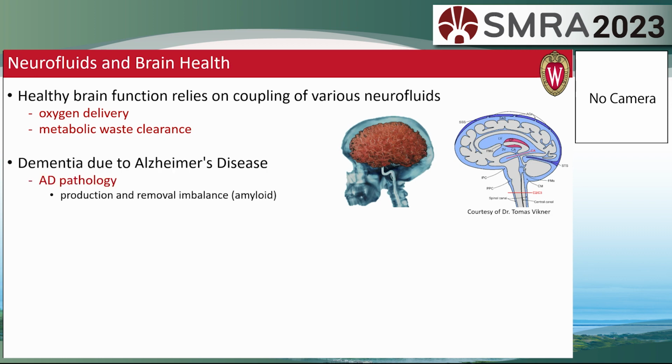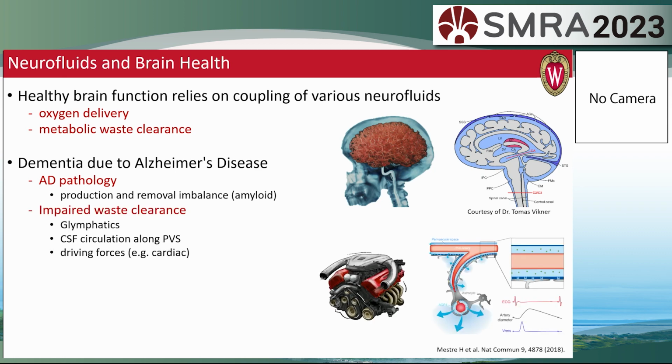The most common cause of dementia, as you know, is Alzheimer's disease, which is characterized by Alzheimer's pathology, which is a problem with production and removal of particularly amyloid and tau proteinopathy. And we think that perhaps it's an impaired waste clearance problem.